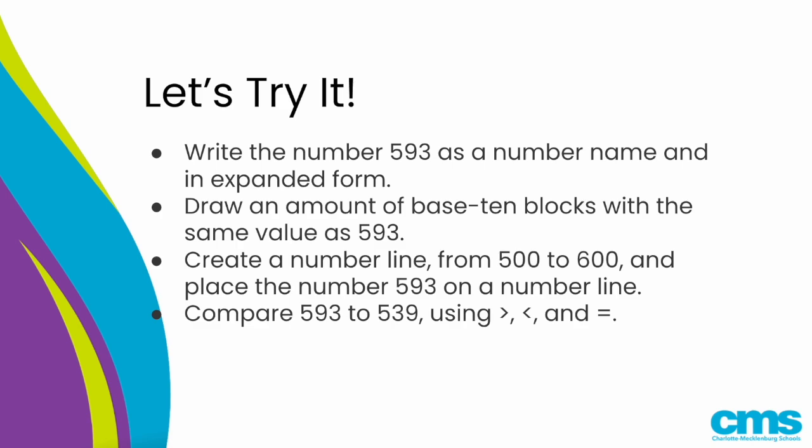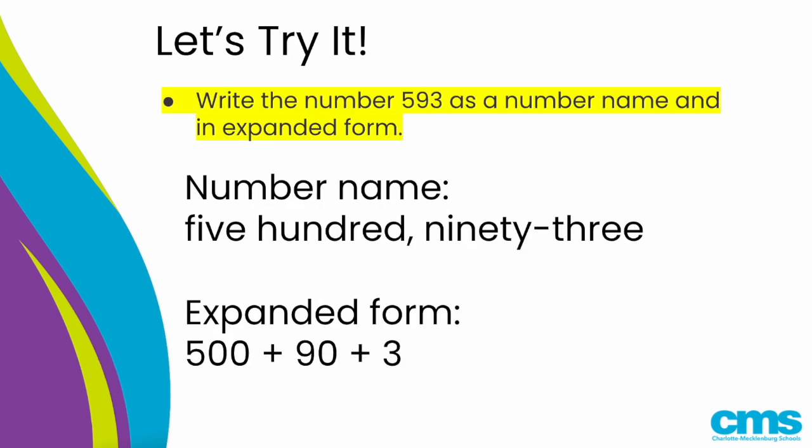So we're going to start by writing the number 593 as a number name and writing it in expanded form. So the number name for this number is 500, 90-3. Now we're not going to get too hung up here on the comma and the dash, but just so you know that conventionally that's how we would say this as a number name. And in expanded form, we're showing this as a sum of 500, 90, and 3.